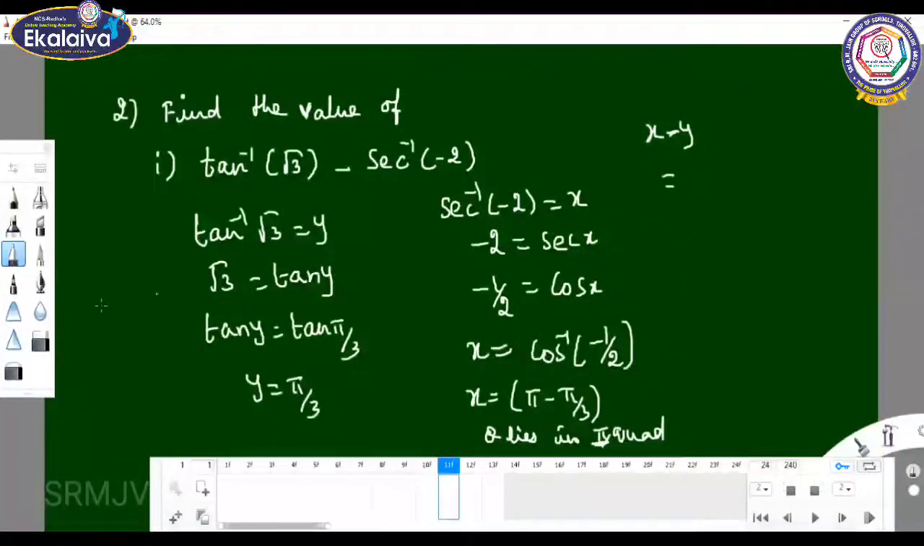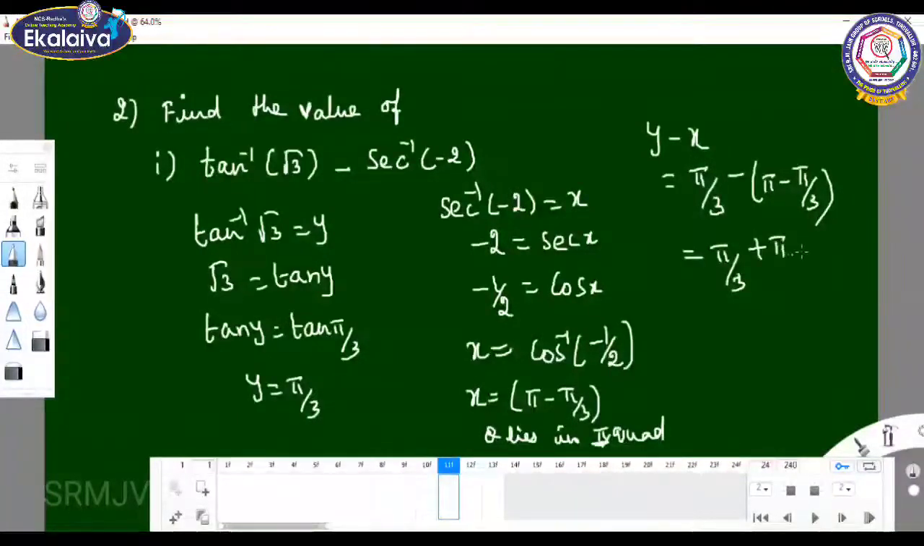So y minus x, because tan inverse of root 3 I have taken as y. So what is the value of y minus x? Y minus x equal to pi by 3 minus, pi minus pi by 3. So pi by 3 plus pi by 3, it gives pi minus pi by 3.